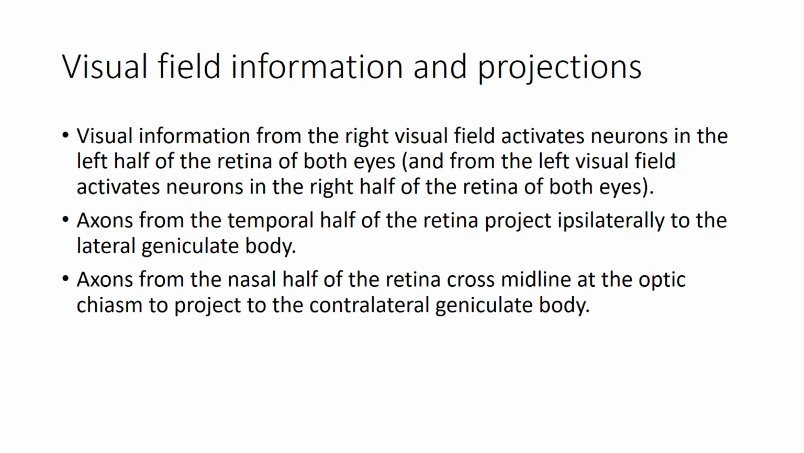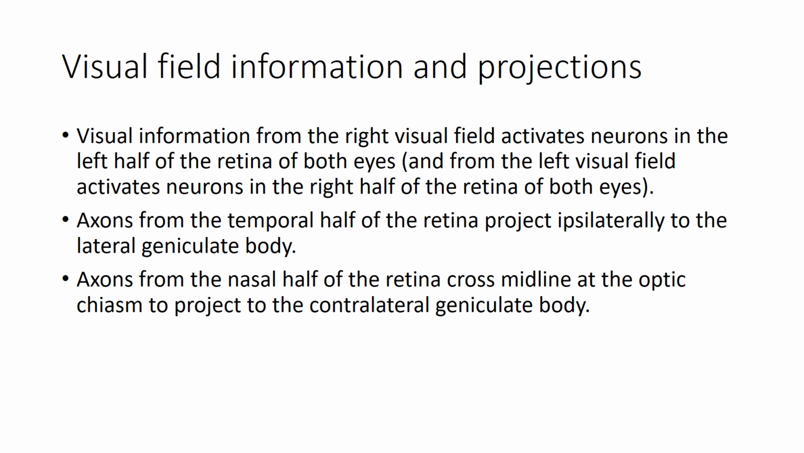So, visual field information and projections. You're going to have a slide of this in just a moment. I'm going to describe it, and then we'll get to the slide that actually depicts it for you. So visual information from the right visual field, okay, think of that, right visual field, activates neurons in the left half of the retina of both eyes. Okay, and then from the left visual field, that would make sense then that it activates neurons in the right half of the retina of both eyes. We're going to have a visual on this in just a moment, so bear with me.